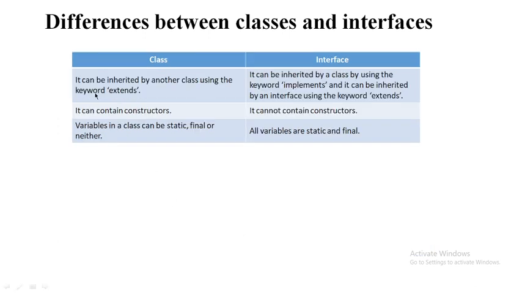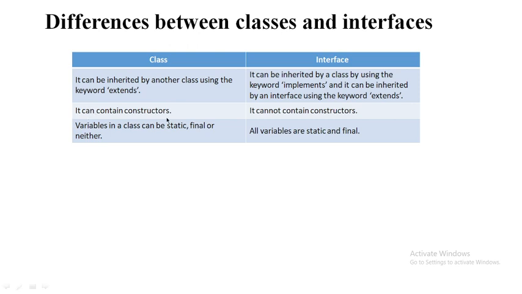And in a class, it can be inherited by another class using the keyword extends. But in the case of interfaces, it can be inherited by a class by using the keyword implements, and it can be inherited by an interface using the keyword extends. Now, if you want to extend another interface, then you can use the extends keyword. But if you want to inherit an interface along with a class, then you have to use the keyword implements.